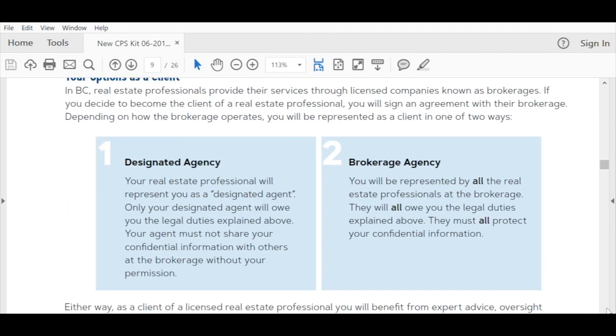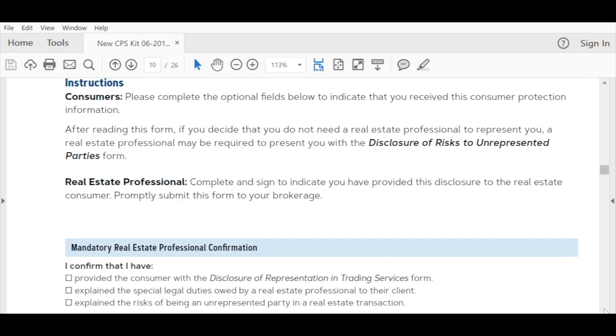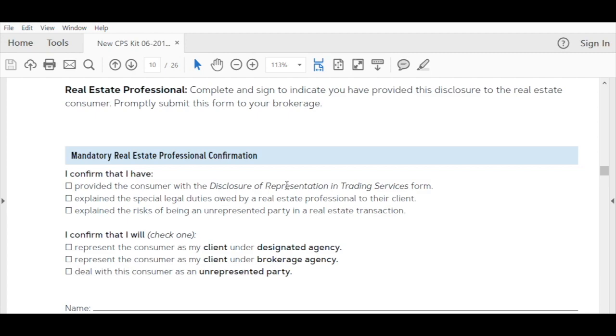So if your client chooses to have a designated agency relationship with you, then you should get your client to confirm on the 3rd page that you are providing the consumer this disclosure of representation in trading services form, and that you also explained the specific legal duties owed by a real estate professional to the client, and explained the risk of being an unrepresented party in a real estate transaction. Then you also have to confirm you represent the consumer as your client under designated agency.